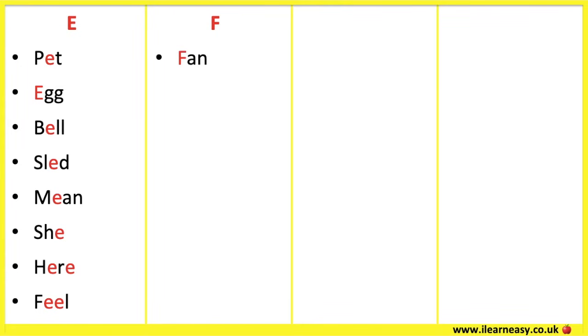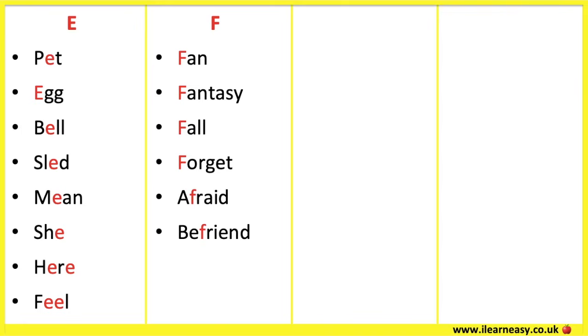For example, fan, fantasy, fall, forget, afraid, befriend, safe, afford. The double letters make a one-letter sound. Afford. The letter G can make a soft J sound.